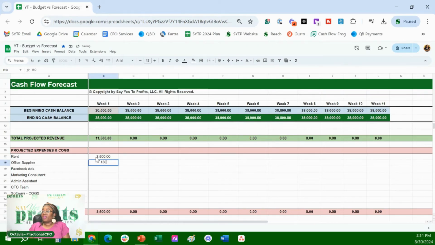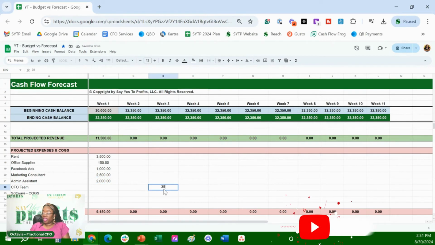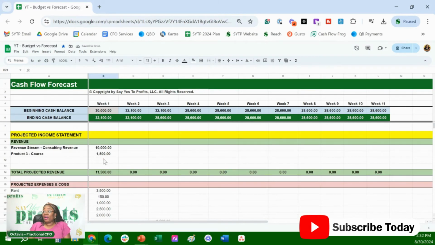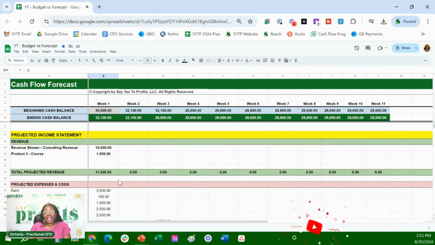So we have office supplies. You want to spend $1,000 in marketing ads, $2,500 for your consultant. Your admin is $2,000. Your CFO team, let's say you pay them in week 3 and it's $3,500. And then you sign a new client, and each time you sign a new client, your software increased by $250, right? So now for this, you have a total revenue projected of $11,500.